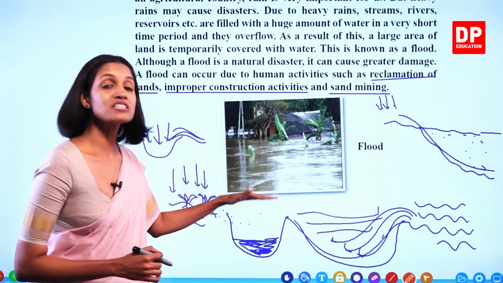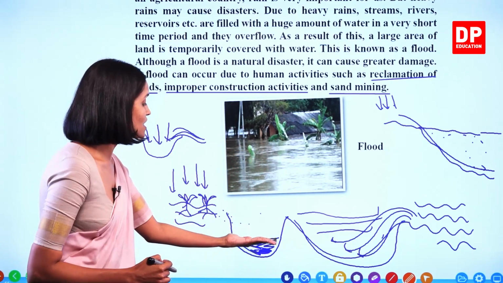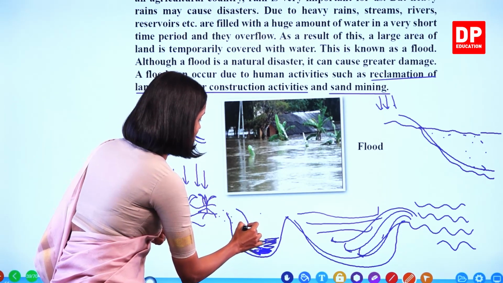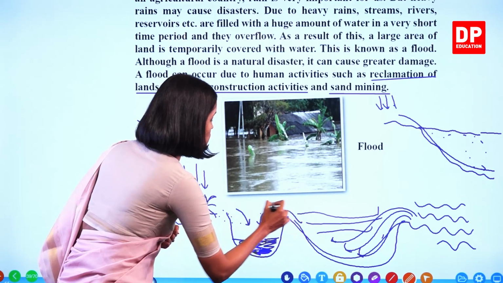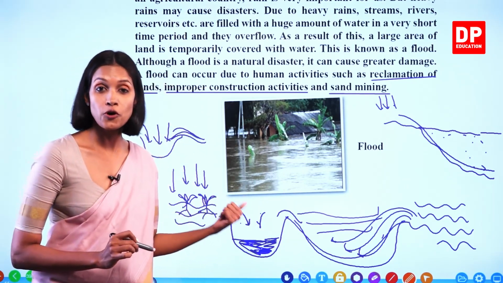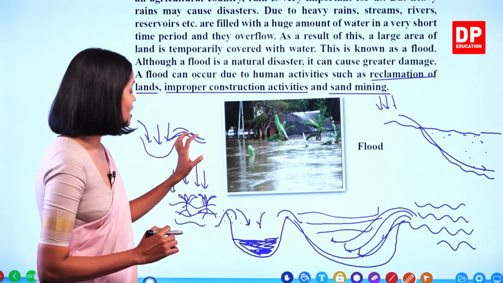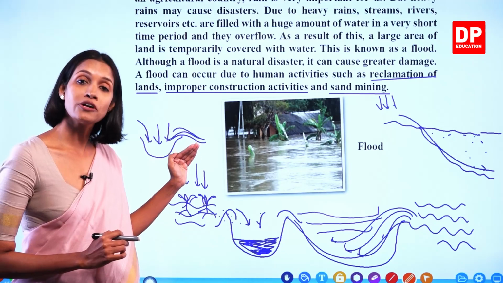Right? So this causes floods. So in this case, when the depth reduces, what happens? Even with a little extra water, these rivers will overflow again, causing floods. Right, children? So soil erosion can be minimized if we do not cut down trees.